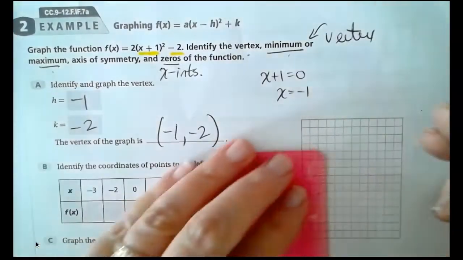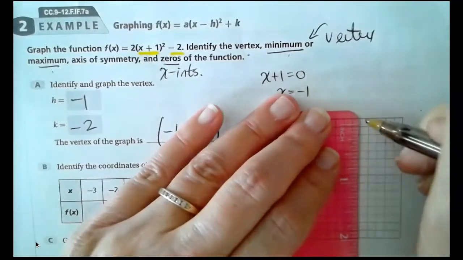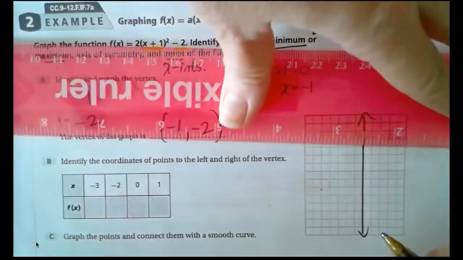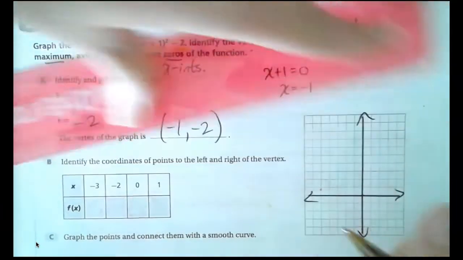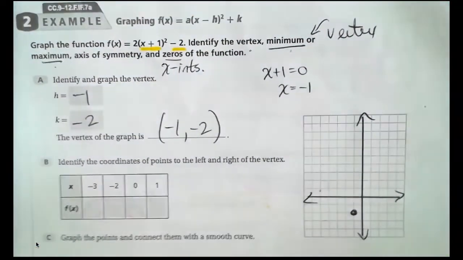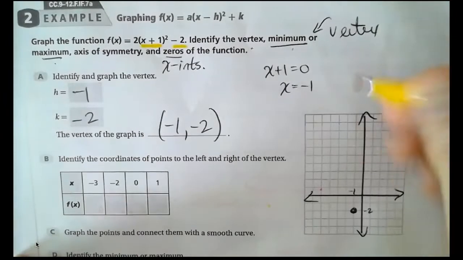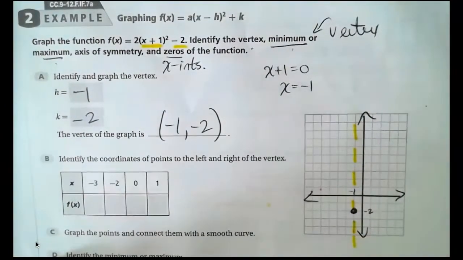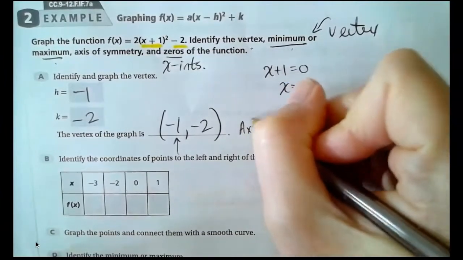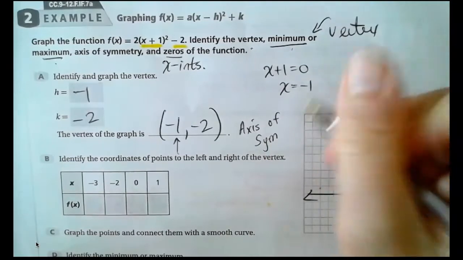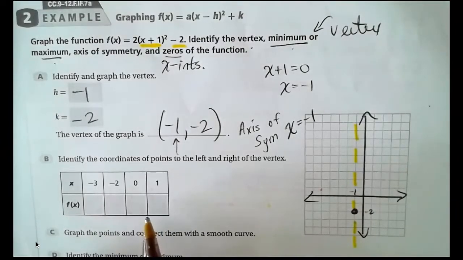My vertex is back 1, down 2, so I am trying to think of the best spot to put my axes. How about there? That's going to give me a good amount of room. Back 1, down 2. There's my vertex, (-1, -2). That means my axis of symmetry is running right through the middle of that vertex. Remember, the axis of symmetry is the same thing as the x-coordinate of the vertex. Usually we just say AOS. That's a quick way to identify that. x equals negative 1.